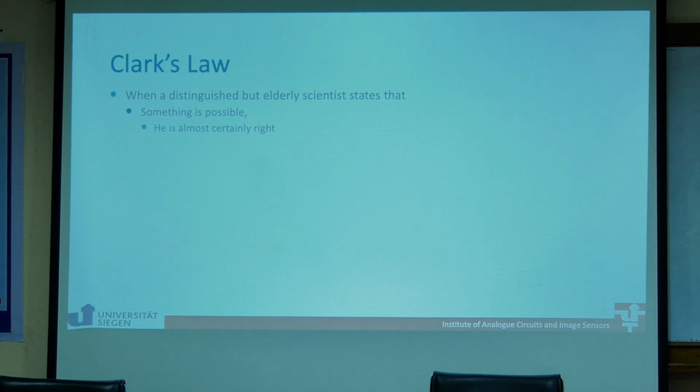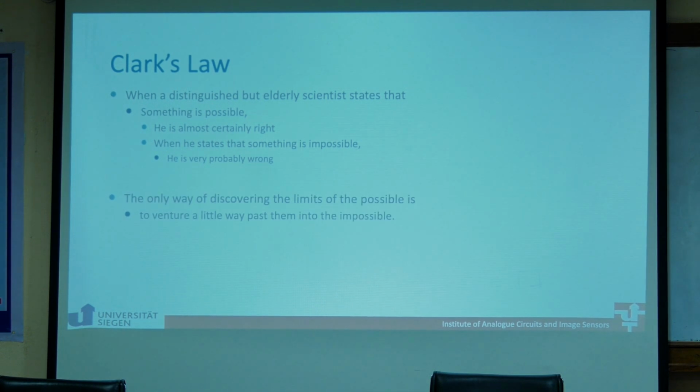The first law states, when a distinguished but elderly scientist says something is possible, he's almost certainly right. Now, you know there's a but coming, right? When he says something is impossible, he's most probably wrong. That's the first law. Then there is the second law, and as usual, all the second laws are problematic. Newton's second law, the second law of thermodynamics, they are both problematic laws. The second law of Arthur C. Clarke says the only way to discover the limits of what is possible is to venture a little way past impossible.